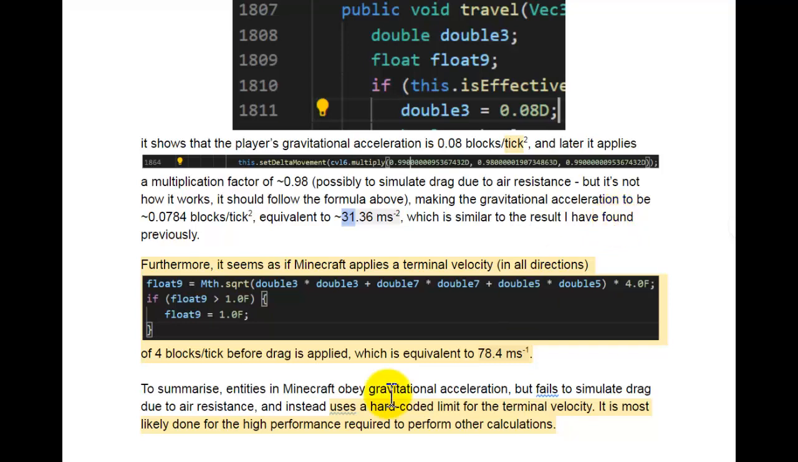He also tried to see whether or not there is a terminal velocity or any sort of drag function in the Minecraft physics engine, and he found out there isn't, and the reason is probably because they use hardcoded values, maybe because they want to lower the performance requirement. So that is to say, you may not experience a realistic terminal velocity, say if you try to jump from a really high distance in Minecraft.